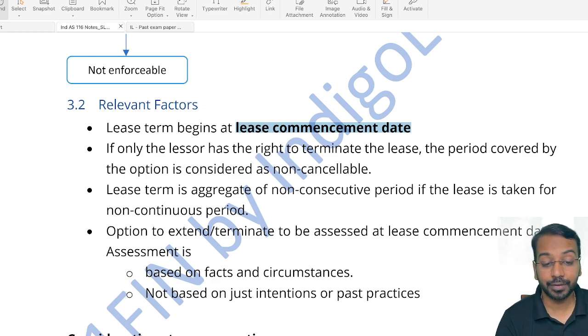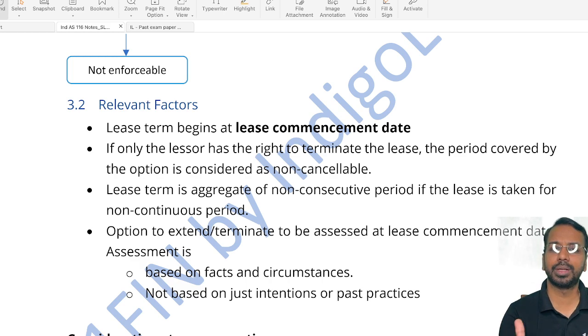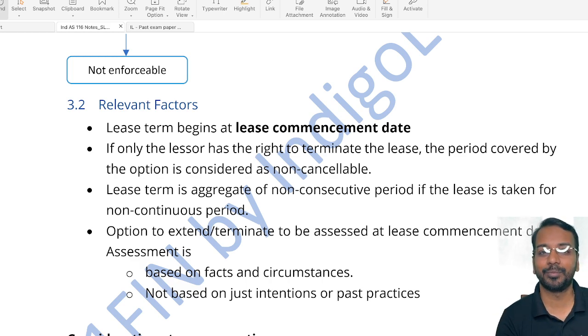Then if it is a non-continuous period, for example, 2 months in a year for 5 years, the lease term will be 10 months.